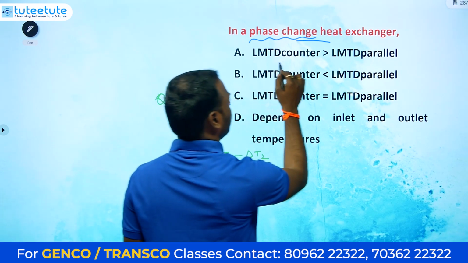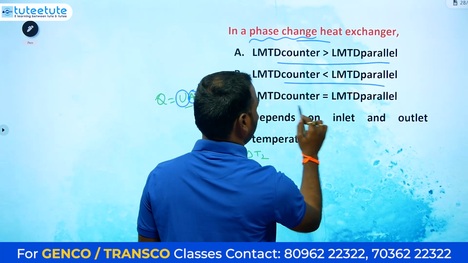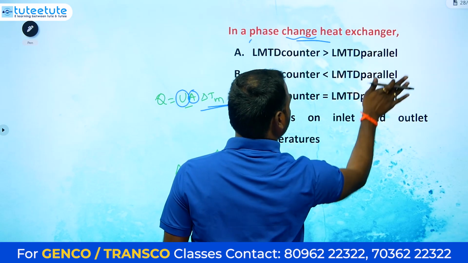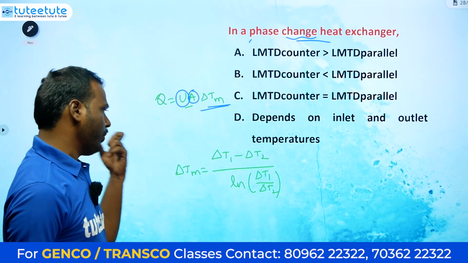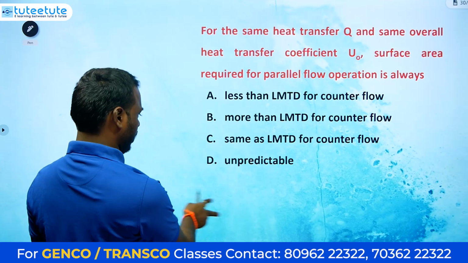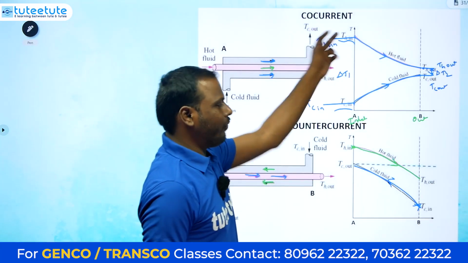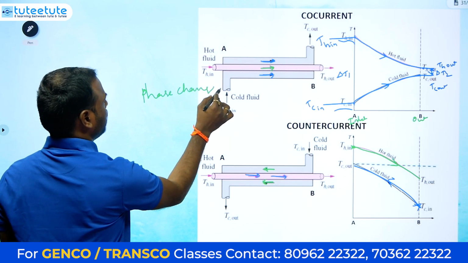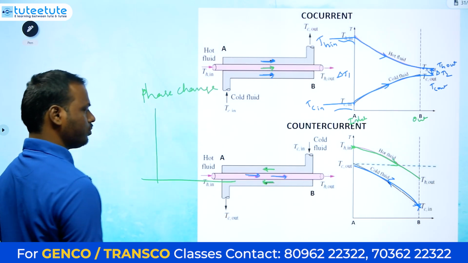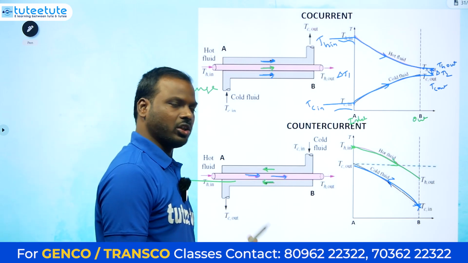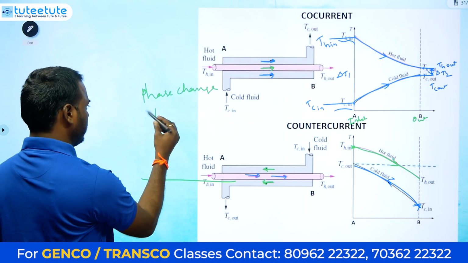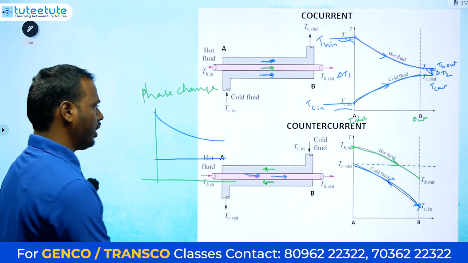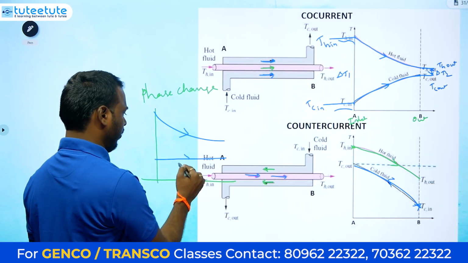We have counter flow and parallel flow, and one more flow, that is cross flow. We are not going to consider that one, only these. If I draw for the phase change, it is the same thing, only instead of the temperature changing, the phase is changing. The hot fluid is the same, but it is coming to the cold fluid like this. This is the parallel flow.